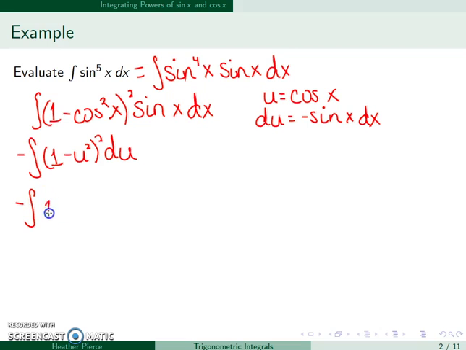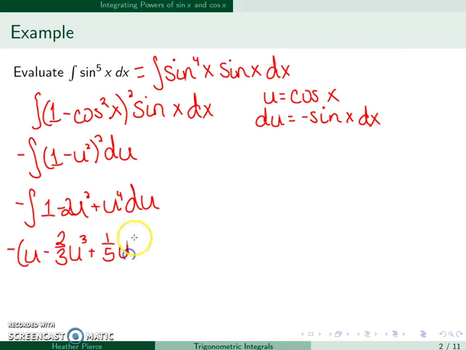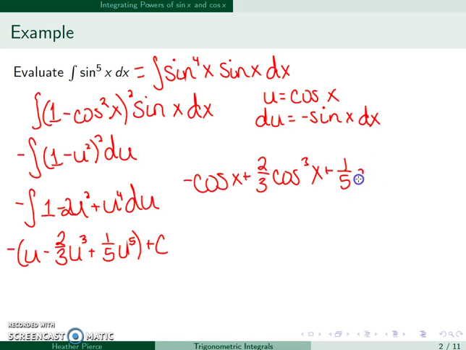We'll start by multiplying this out to get 1 minus 2u squared plus u to the 4th du. So when we integrate this, we have negative u minus 2/3 u cubed plus 1/5 u to the 5th plus c. Substituting back in and distributing the negative sign gives me the answer of minus cosine x plus 2/3 cosine cubed x minus 1/5 cosine to the 5th x plus c.